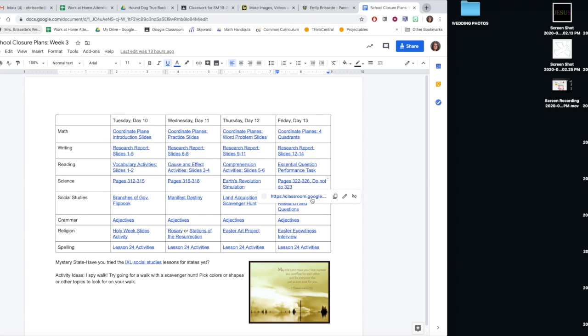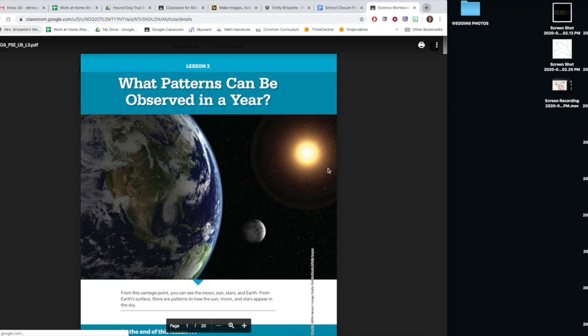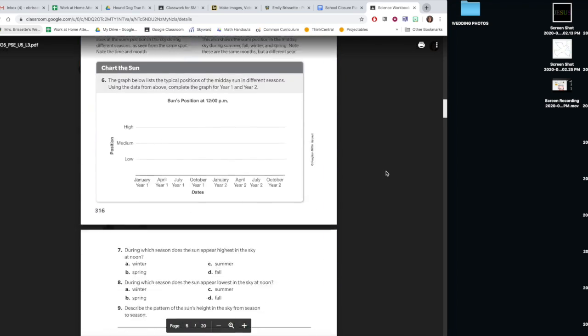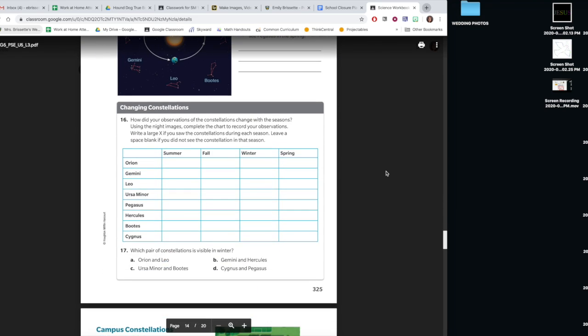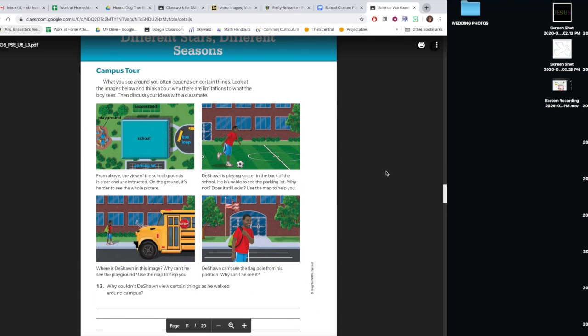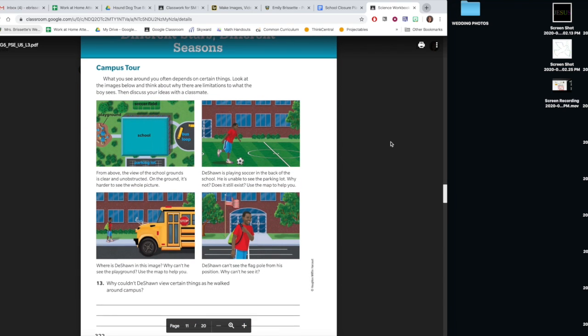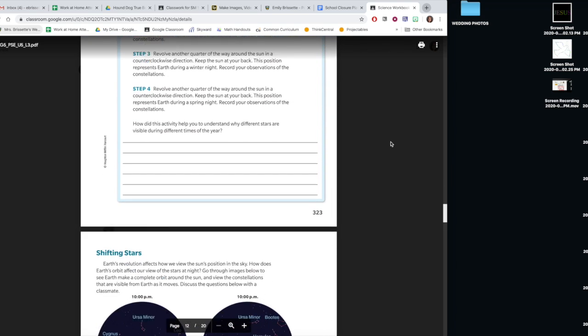For science, you can do pages 322 through 326. You don't have to do 323. This is, if I remember correctly, looking at constellations, so looking at how stars change through the seasons. Maybe I passed it. Yeah. So this is just an analogy getting you into the topic of how stars move as the Earth is revolving around the sun. And this is a page you can skip, 323.